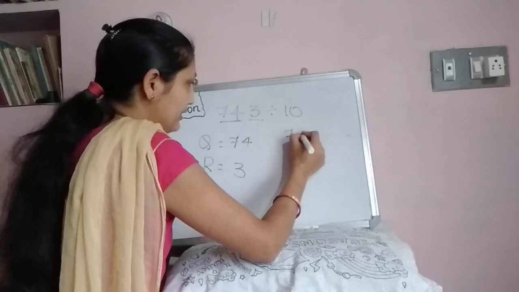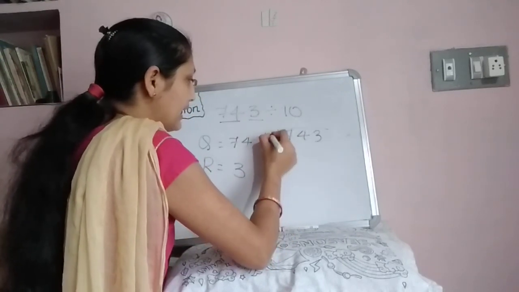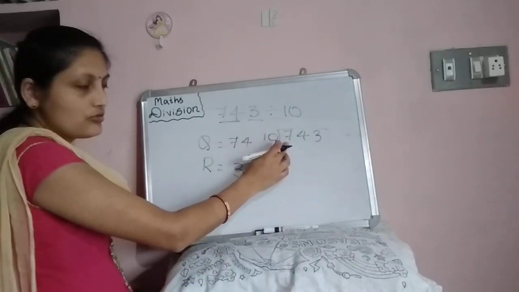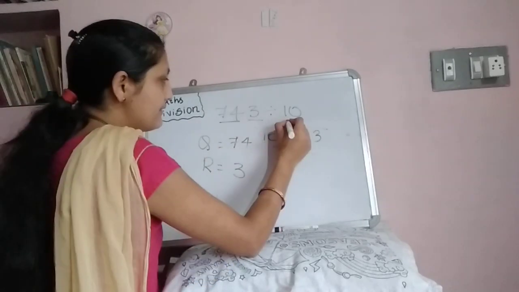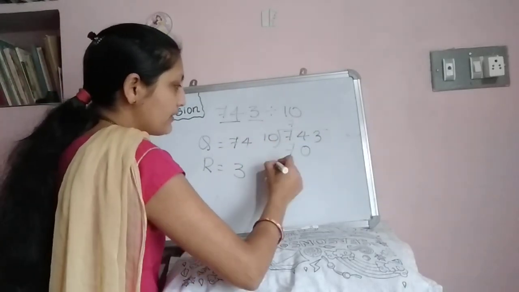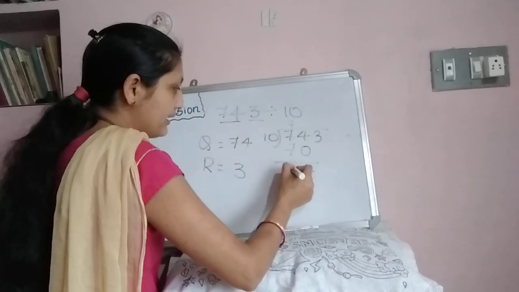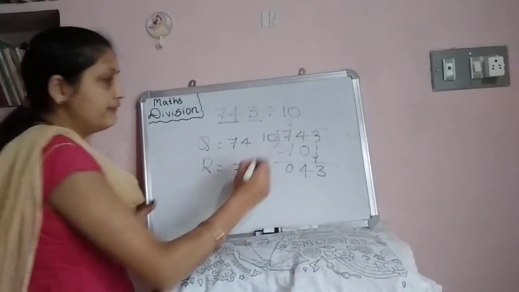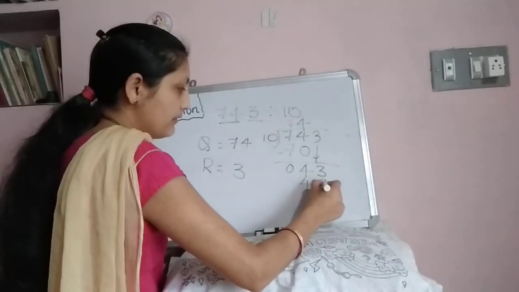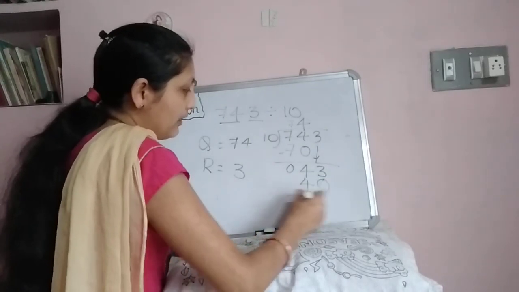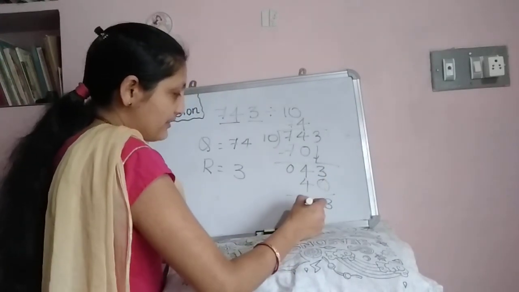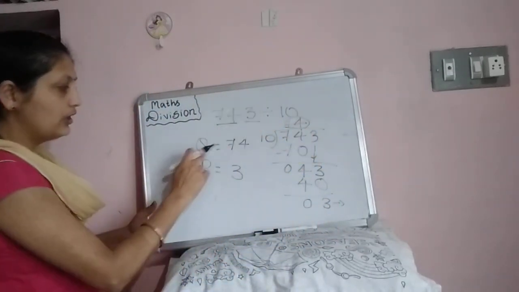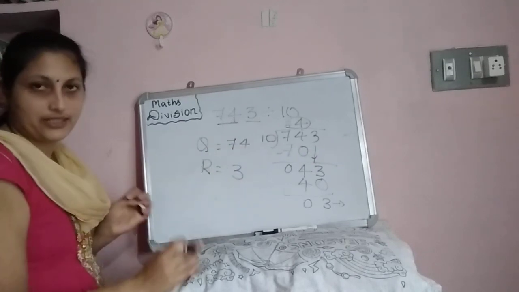743 divided by 10. Let us take 74 together because you cannot divide 7 alone. 10 sevens are 70. 4 minus 0 is 4. 7 minus 7 is 0. Now take 3 down. 43. 10 fours are, sorry, 40. 3 minus 0 is 3. 4 minus 4 is 0. So the remainder is 3. The quotient is 74. See here, the quotient is 74, the remainder is 3. Got it?